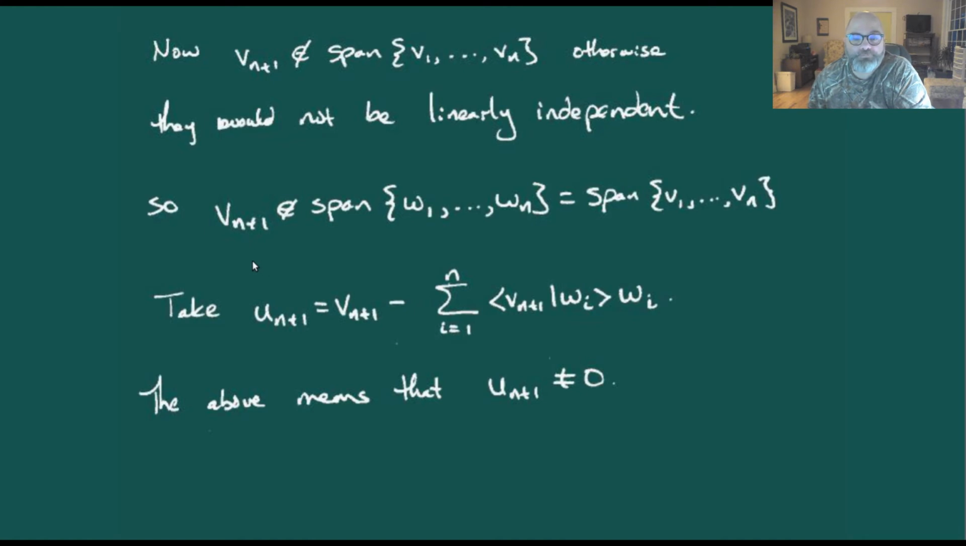And so we kind of do the same thing that we did before, we're going to take vector projections. We're going to take the projection in the direction of w sub i of v sub n plus 1. So these were just our dot products there. Then we subtract those projections from our original vector, and that gives us a u sub n plus 1. Now, since v sub n plus 1 is not in the span, this u sub n plus 1 can't be 0. If it were 0, then we just move this over to one side, and v sub n plus 1 is in the span. So that tells us that u sub n plus 1 can't be 0.